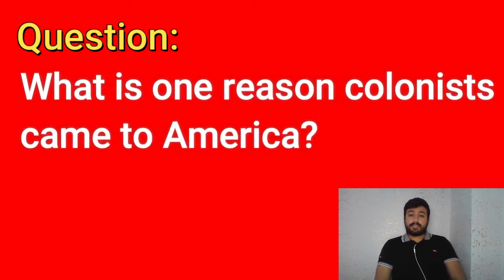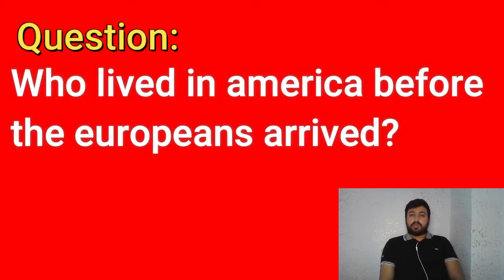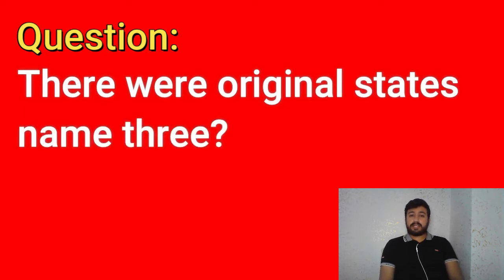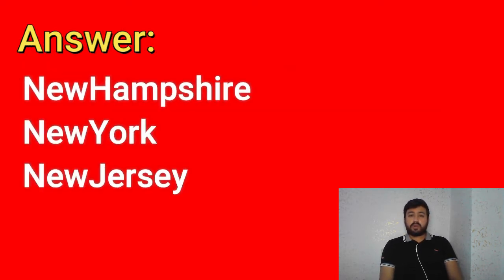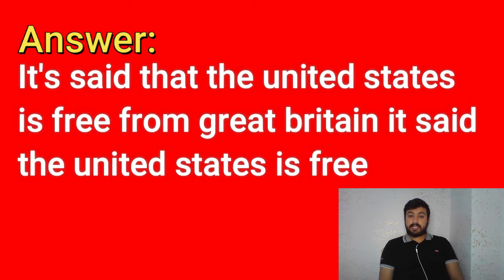What is one reason colonists came to America? For freedom. Who lived in America before the Europeans arrived? American Indians. There were original states, name 3. New York, New Jersey, New Hampshire. What did the Declaration of Independence do? It said that the United States is free from Great Britain. It said that the United States is free.